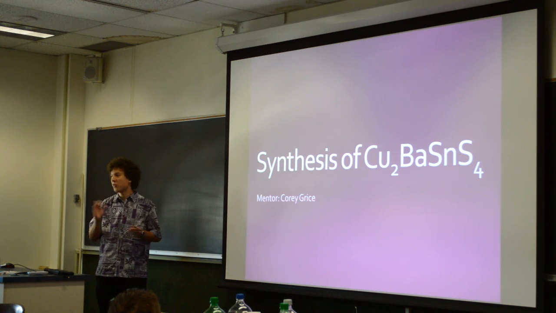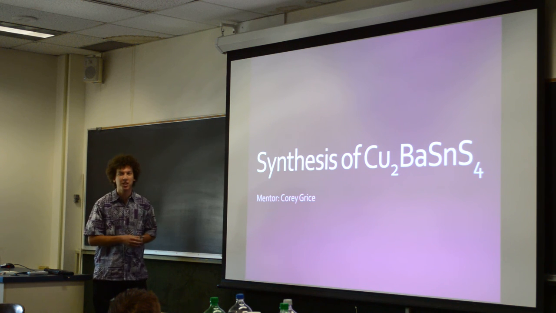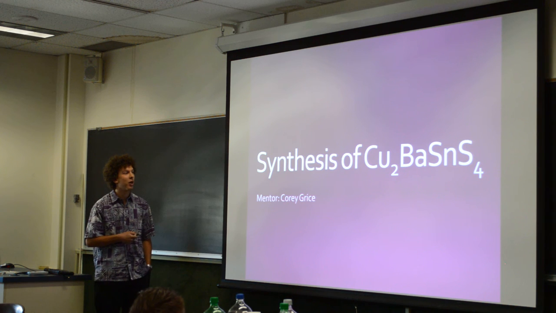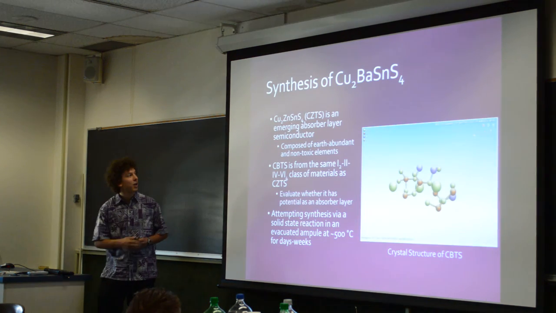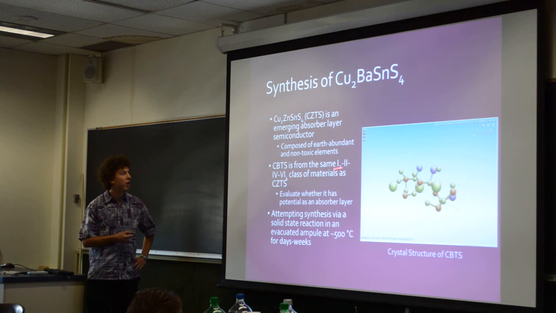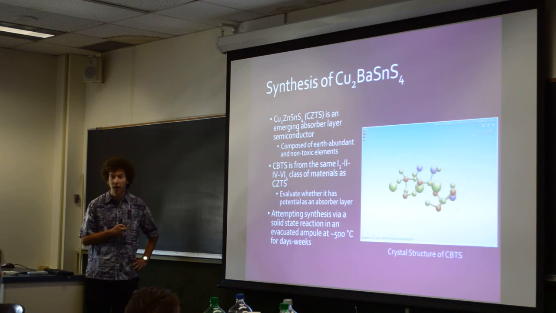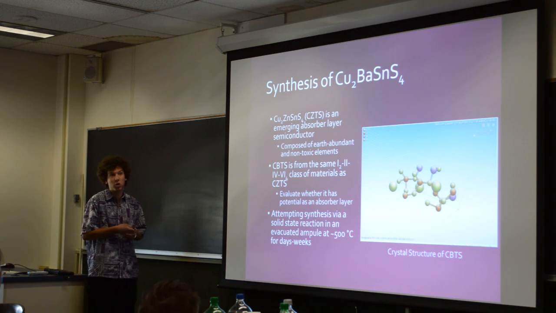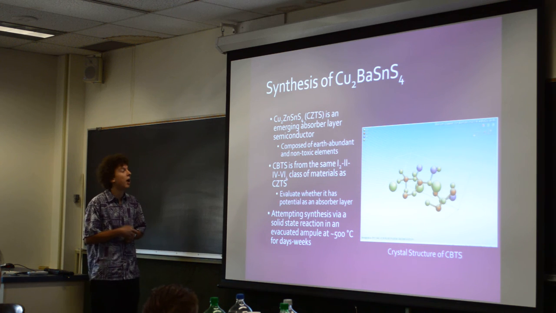And now there's just a very quick side project I did, with the mentor Corey Grice: synthesis of copper barium tin sulfide. Copper barium tin sulfide is from the same 1, 2, 4, 6 class of materials as copper zinc tin sulfide, which is an emerging absorber layer semiconductor composed of earth abundant and non-toxic elements. So the idea is if we can get this to be good, it's possible that it could replace CdTe as the absorber layer.